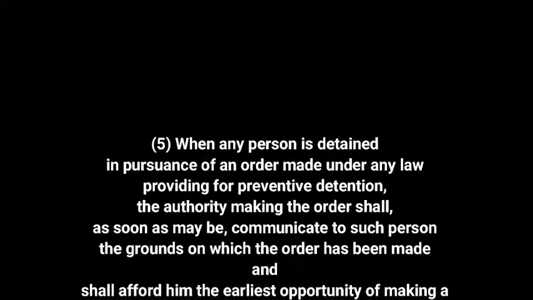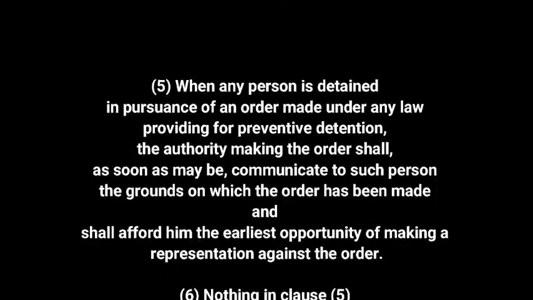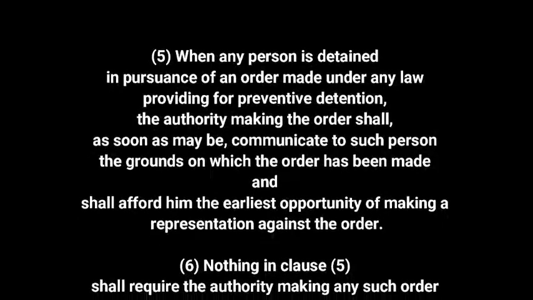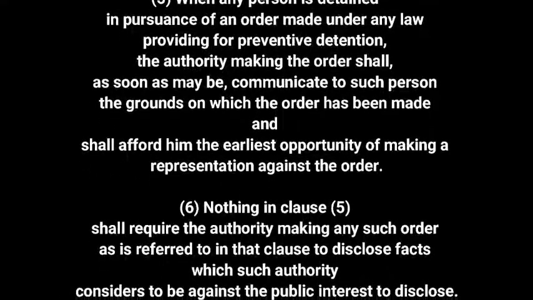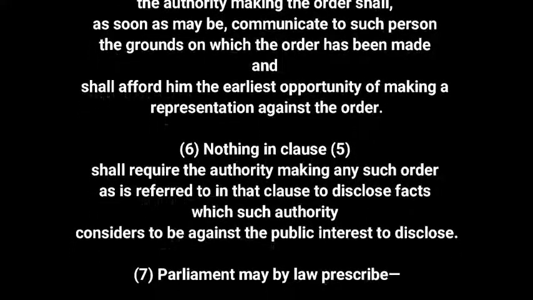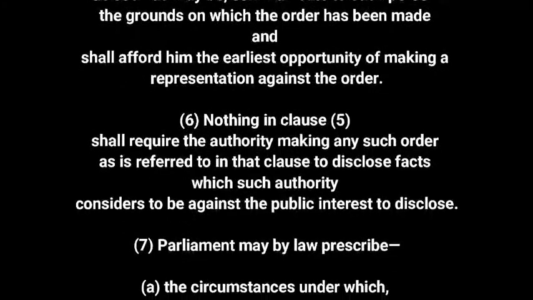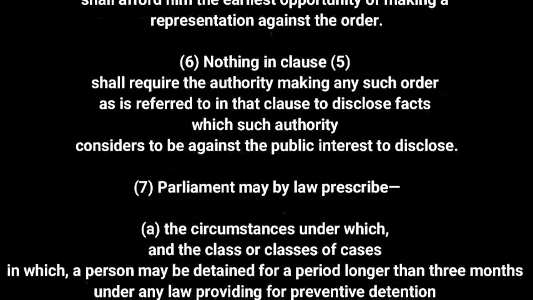5. When any person is detained in pursuance of an order made under any law providing for preventive detention, the authority making the order shall, as soon as may be, communicate to such person the grounds on which the order has been made, and shall afford him the earliest opportunity of making a representation against the order. 6. Nothing in clause 5 shall require the authority making any such order, as is referred to in that clause, to disclose facts which such authority considers to be against the public interest to disclose.